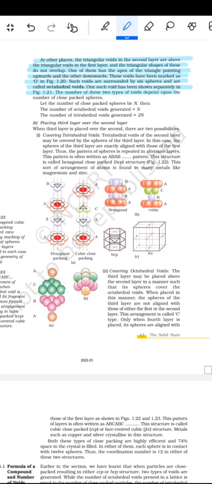The number of these two types of voids depends upon the number of close packed spheres. Let the number of close packed spheres be n, then the number of octahedral voids generated will be n, and the number of tetrahedral voids generated will be 2n.